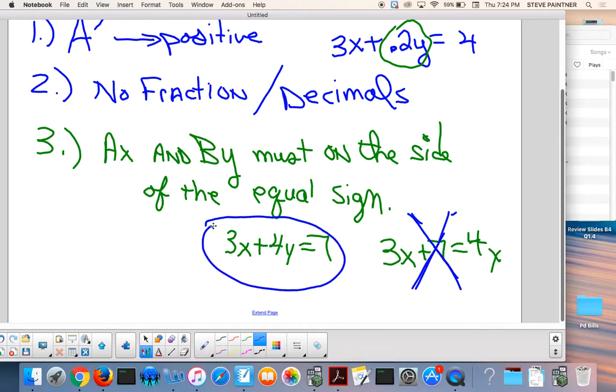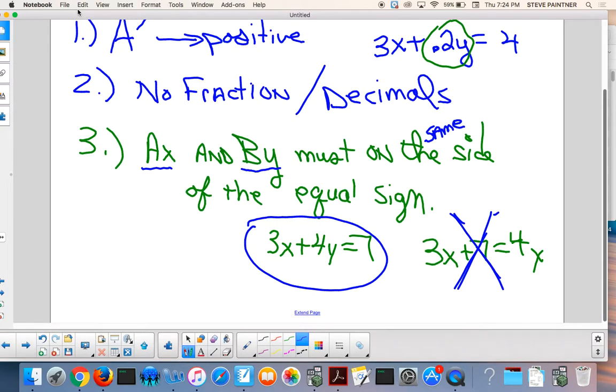Okay. So three rules. A must be positive. No fractions, no decimals, and the ax term and the by term must be on the same side of the equal sign. I should have said same side of the equal sign, okay? All right, let's try a few.